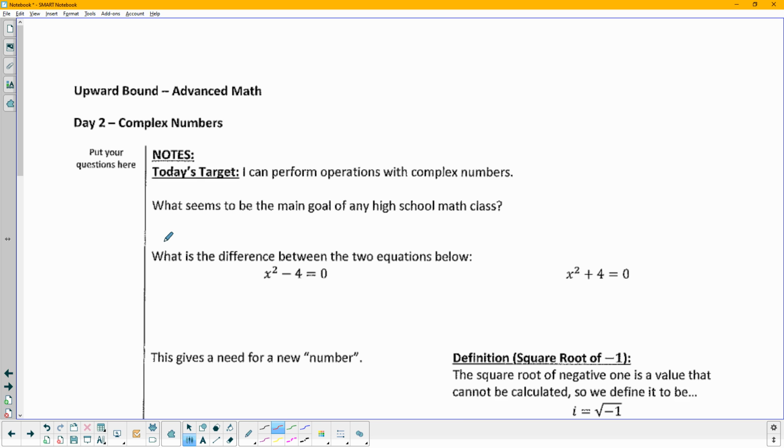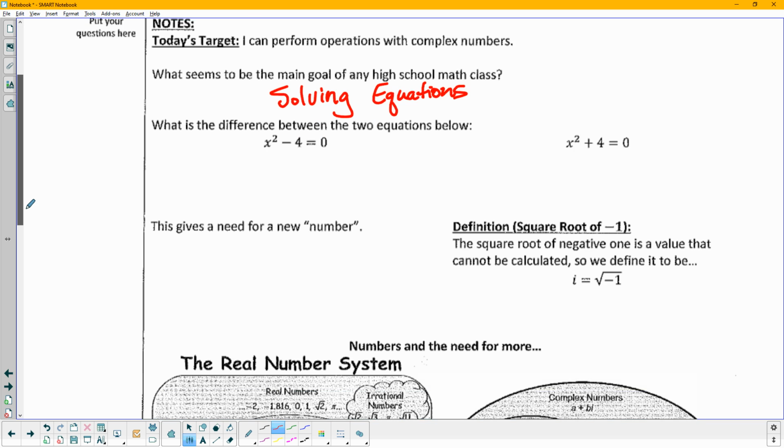So I just wanted to start off with a question: what seems to be the main goal of any high school math class? Deep down inside, I think the main goal of any class, you could argue with the exception of geometry, but that's even involved in there quite a bit, is solving equations. That would be my opinion, is solving equations.